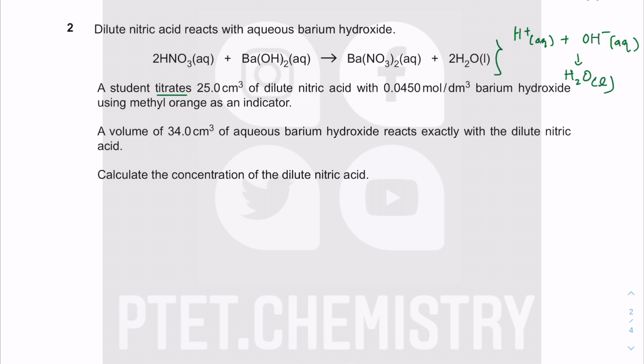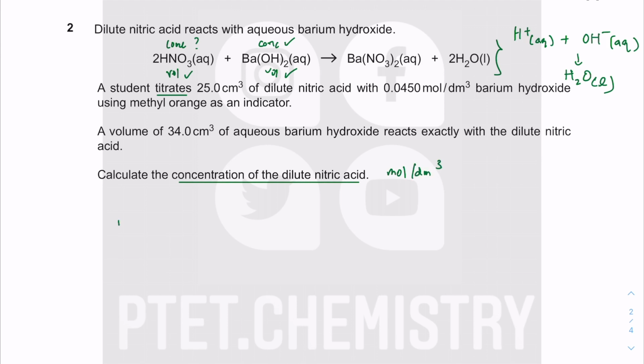So I have the volume of nitric acid, I have the concentration of barium hydroxide, I have the volume of the barium hydroxide. So I have concentration, I have volume, so I can get the mole of barium hydroxide. For the nitric acid I have the volume, but I don't have the concentration, and that is what they want us to find. They say concentration, what they meant is molar concentration in mole per dm³.